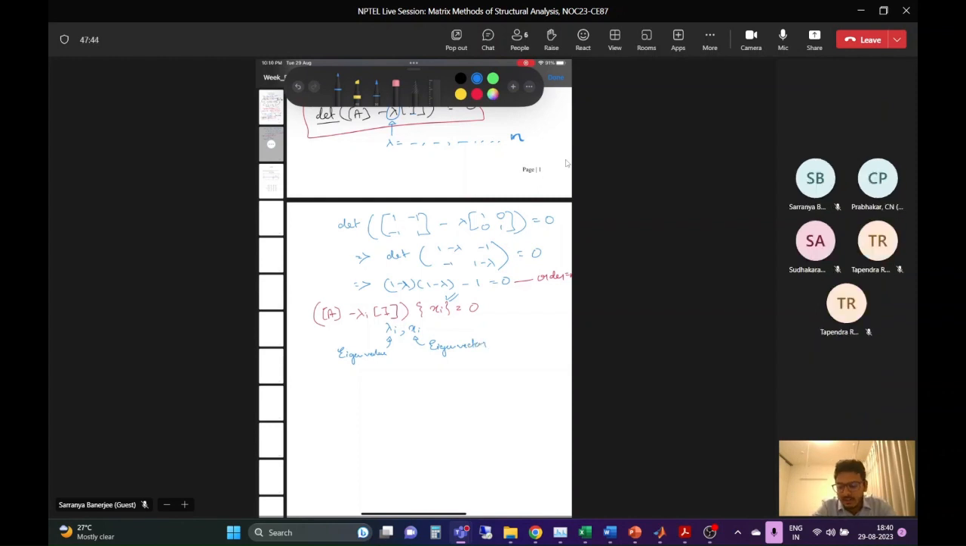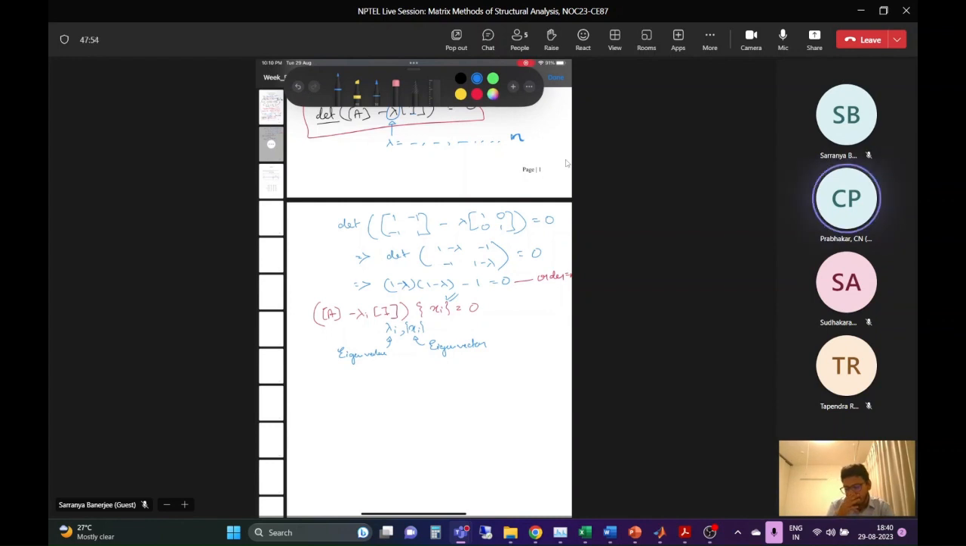Now why is it xi? It should be x, right? Why is it xi here? Because for every lambda, lambda 1, 2, 3, you will get a different x. The x does not remain the same. For each lambda you will get a different x, to make the expression 0. So for every lambda, there will be a pair of lambda i and xi.